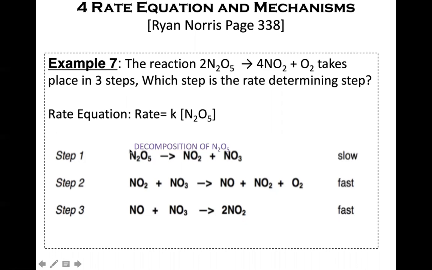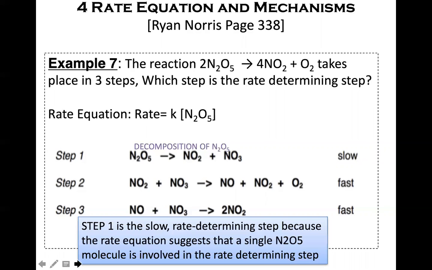Now, you may be thinking, why is there only 1 molecule in the first step? How does it possibly react? One molecule doesn't collide with anything. So how does it proceed? It means that the N2O5 is decomposed. N2O5 breaks down into NO2 and NO3. So that's the first step, and that is the slow rate determining step. And that's why you see N2O5 in the rate equation.